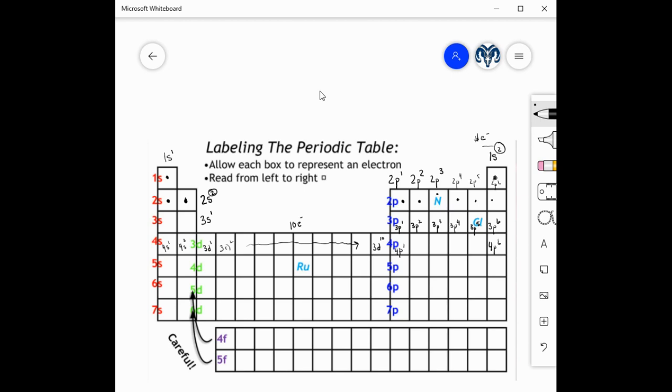Then I'm going to go down here. So I've got 5s1, 5s2. We run into our D again. So this is 4d1, 4d2, 4d3, 4, 5, and 6. 4d6.